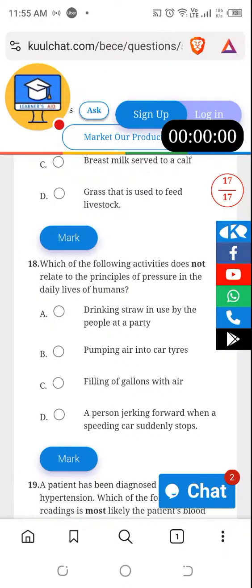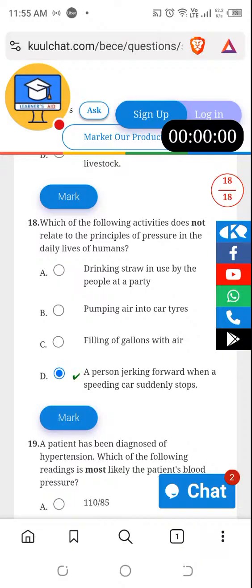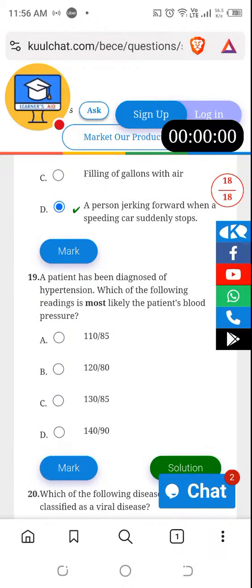Question 18. Which of the following activities does not relate to the principles of pressure in the daily lives of humans? Principle of pressure. What's the answer? D has to do with force, Newton's laws of motion. So I think this is the odd one. A person jerking forward when a speeding car suddenly stops. So now we have our next question.